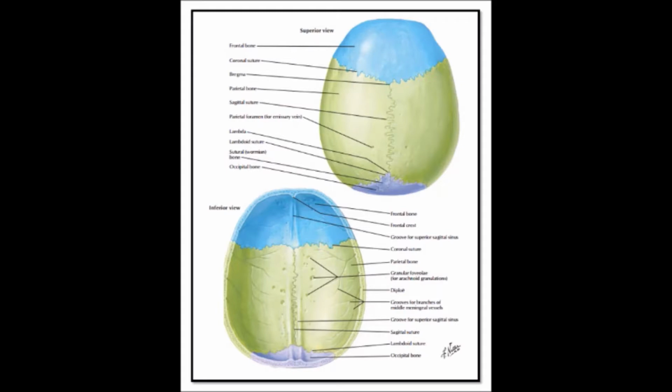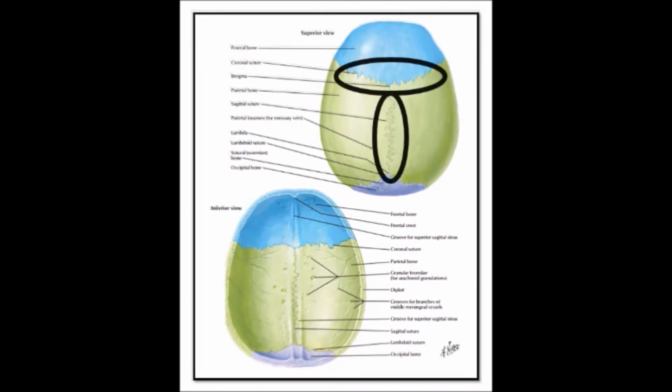Moving from the top of the page, that is to say, the anterior aspect of the skull, we have the frontal bone, the parietal bones, and the occipital bone. From there, please take note of the various sutures present on the superior aspect of the skull. Between your two parietal bones, you will see the sagittal suture. Between the parietal bones and the frontal bone, you will see the coronal suture.